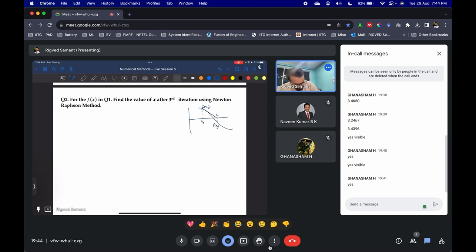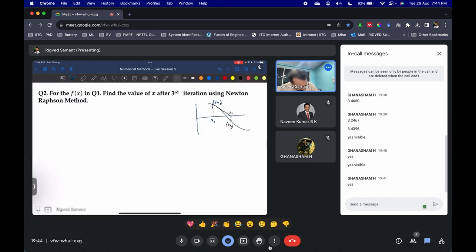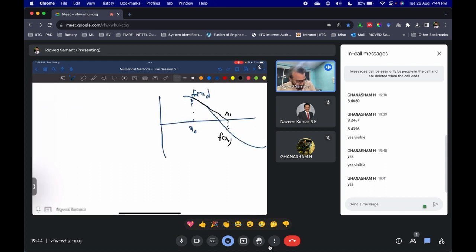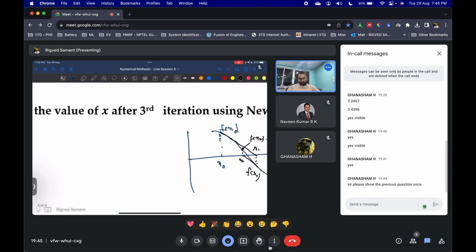Again you will take this as a point, and then again take a slope here. So if you take this in this one, this will be here, this is your x2, and this is your f of x2.